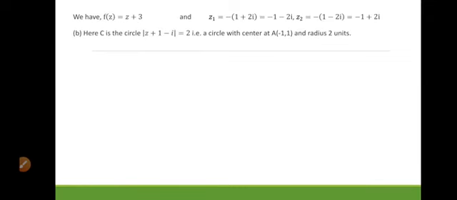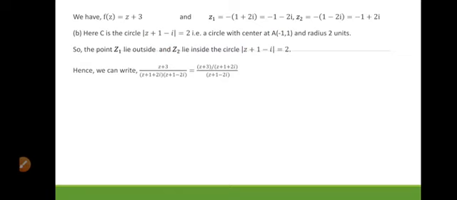Now with reference to the second curve, which is a circle mod z plus 1 minus 2i equal to 2, it is nothing but a circle with center at some other point A, which is equal to minus 1 plus 2i, and radius 2 units. So with reference to this circle, the point z1 lies outside and the point z2 lies inside this circle, and hence here the integration calculation method is different.